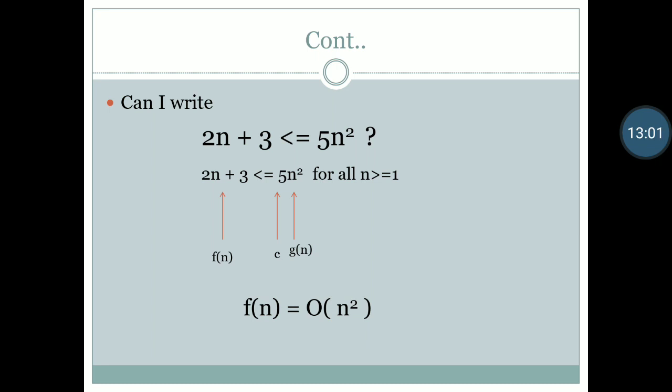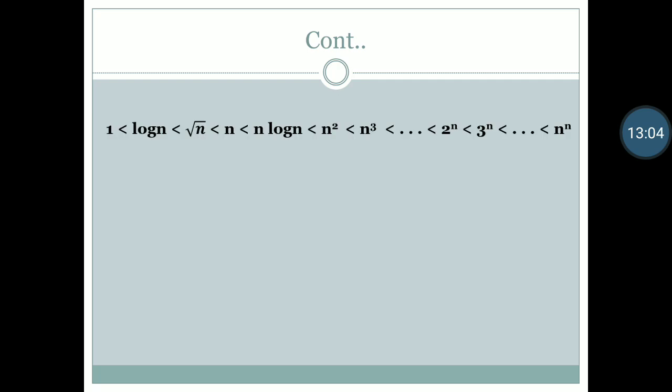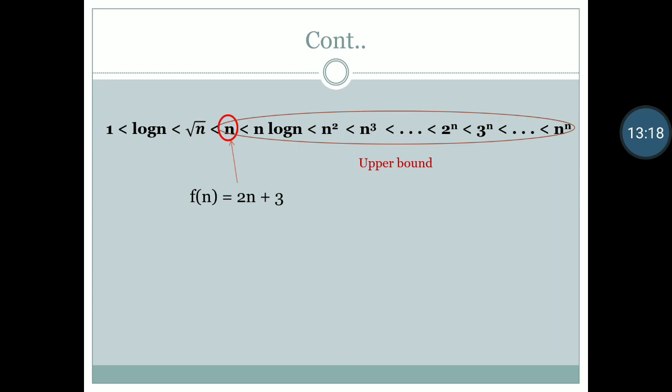So we can write our function 2n plus 3 is order of n, and it is also of order of the other terms in this series. We have a series here, which is 1 less than log n less than under root n less than n less than n log n less than n square up to n raised to n. So in this case we can say our smallest term is n and our biggest term is n square.